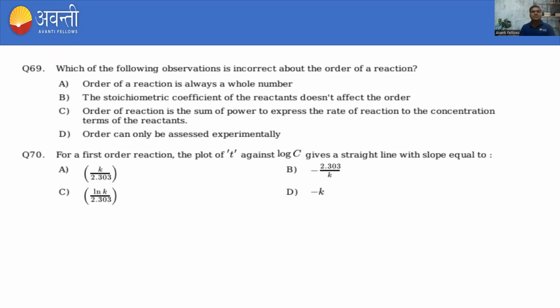Which of the following observations is incorrect about the order of the reaction? The order of reaction is always a whole number. This one is the incorrect one, right? Because order of reaction may be a fraction, may be negative also. Okay, so the last question is, for the first order reaction, the plot of t against log C gives a straight line with the slope equal to. So you need to calculate the slope. We know that whenever you get the slope, we have a value like minus 2.30.